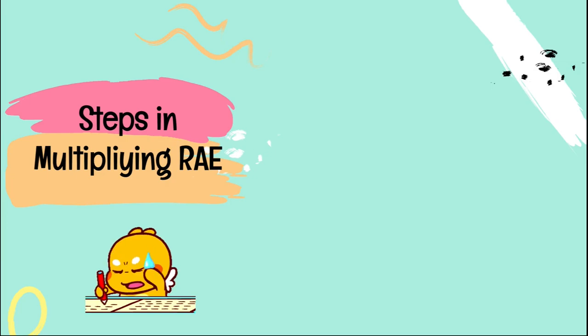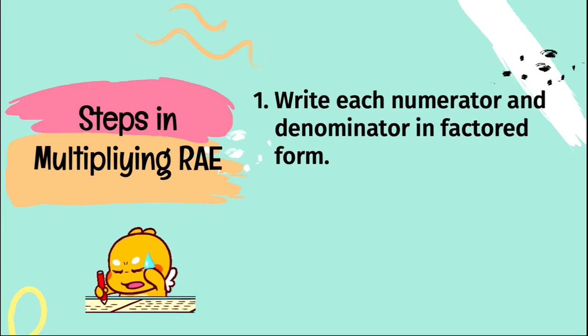So what are the steps in multiplying rational algebraic expressions? So number one, write each numerator and denominator in factored form. So you have to recall factoring common monomial, factoring difference of two squares, sum and difference of two cubes, factoring quadratic trinomial, and factoring perfect square trinomial.